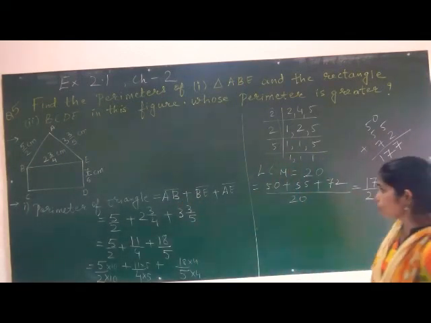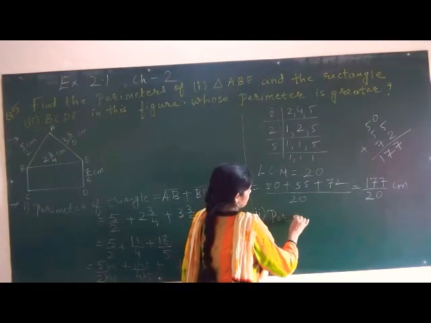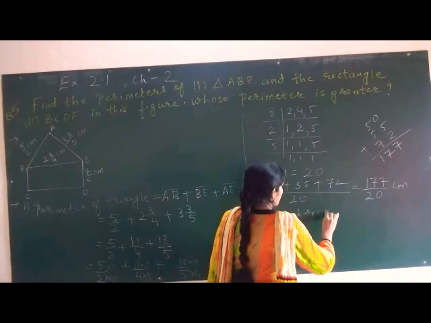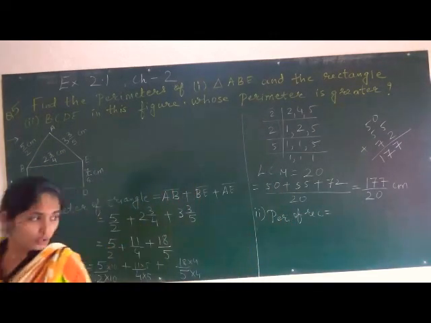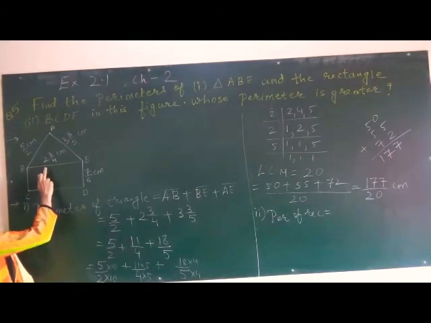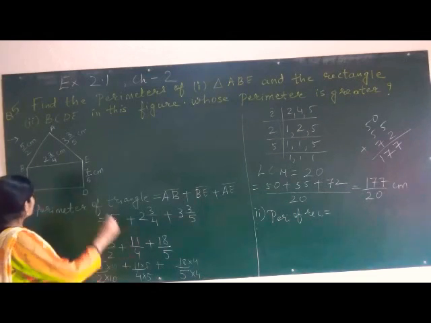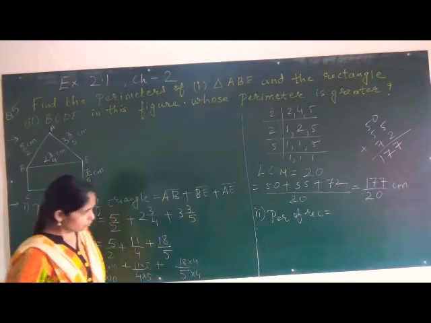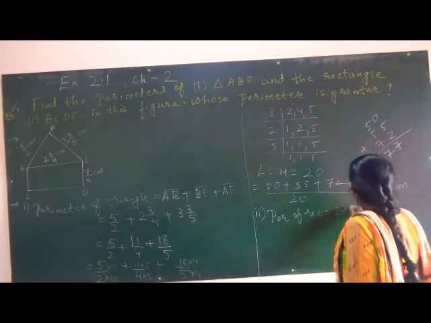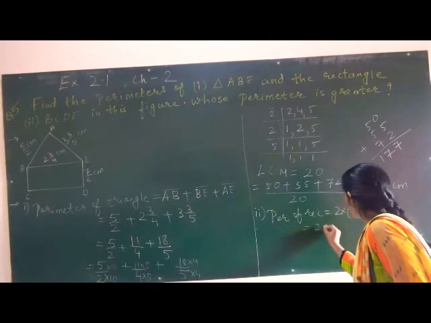Now we will find the perimeter of the rectangle. The formula for the perimeter of a rectangle is 2 times length plus breadth. So in this figure this is our length. The length is given, and this and these are the same. So this is length and this is breadth. We have to take both for this rectangle. Now the perimeter of the rectangle is 2 multiplied by length plus breadth.